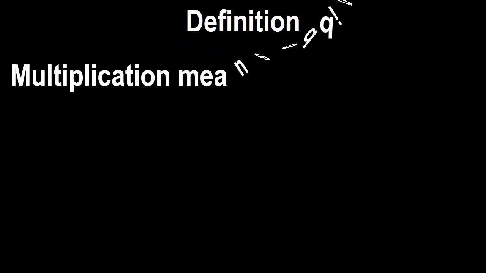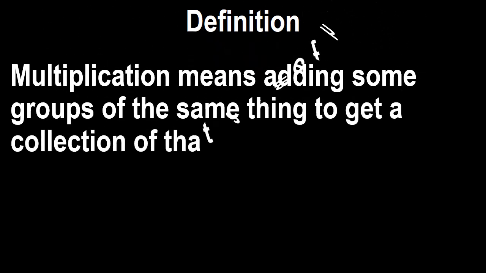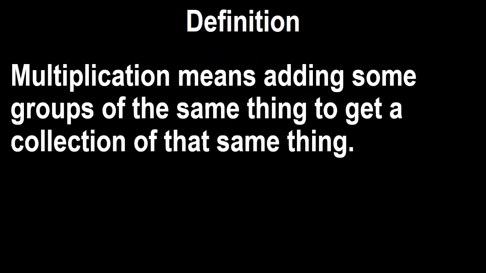Okay, so the definition for multiplication. So what multiplication means is this. Multiplication means adding some groups of the same thing to get a collection of that same thing. Let's read that again. Multiplication means adding some groups of the same thing to get a collection of that same thing. Now, as you can see from the definition, multiplication is just addition, or it's just the process of adding some groups of the same thing to get a collection of that same thing.